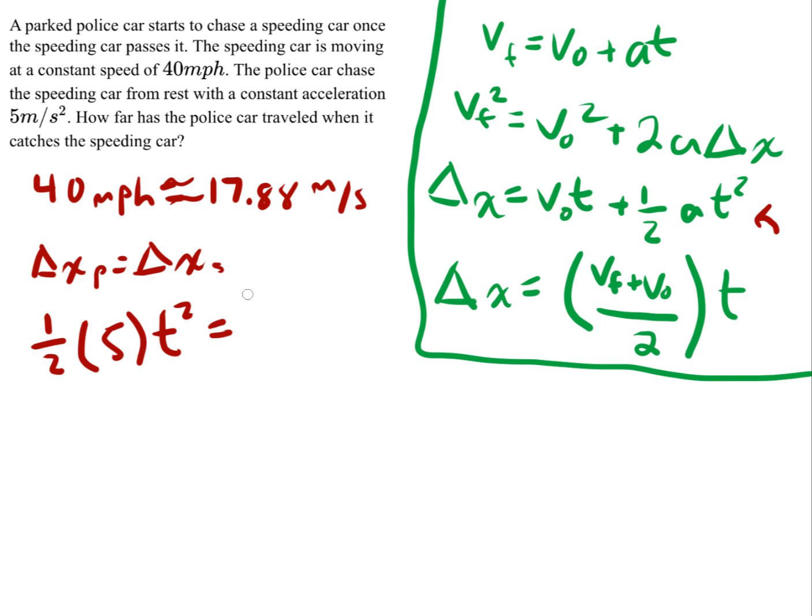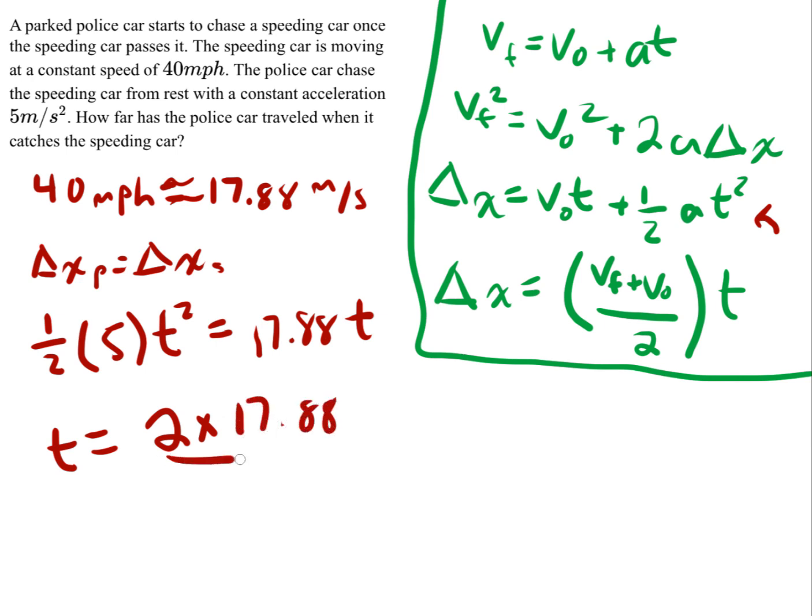The initial velocity is about 17.88 meters per second, and then we're going to multiply by the time. Now if you solve for the time, if you divide both sides by t, t is equal to 2 times 17.88 over 5. This is a simple algebraic manipulation. If you solve this, you should get that the time it takes is about 7.15 seconds to catch up. But that's not what the question asks.